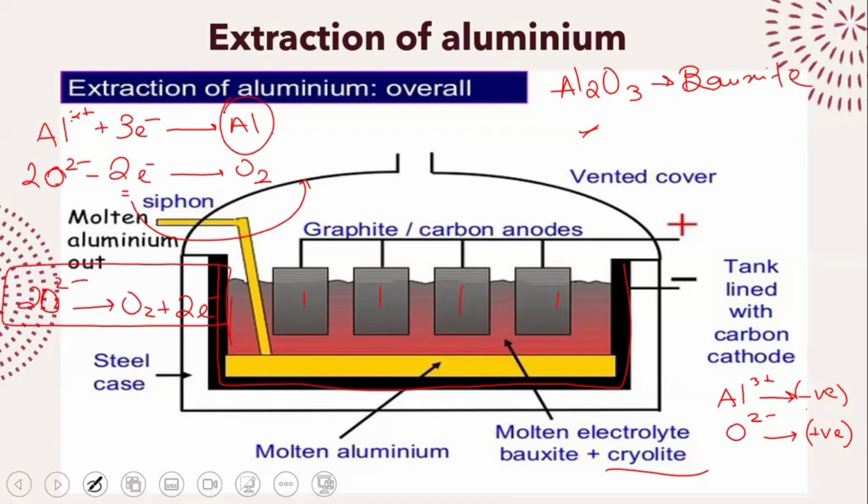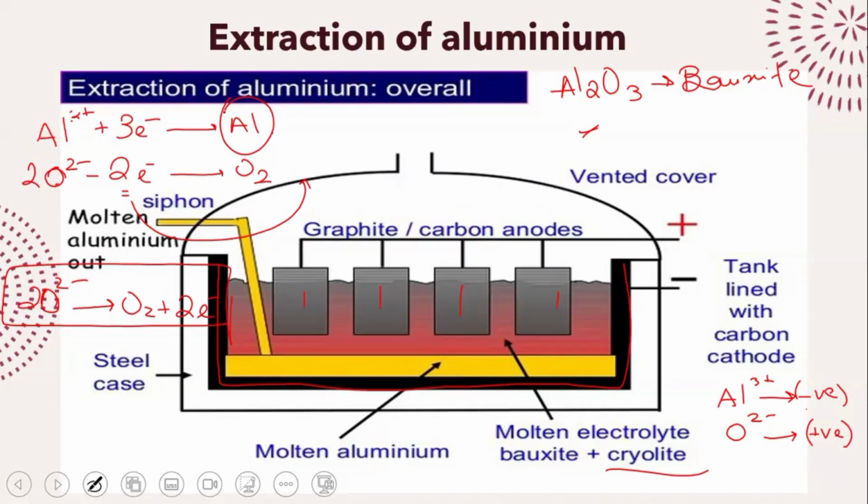At the negative electrode, at the cathode, all the aluminium metal is just going to collect, which we can easily remove. The oxygen gas is going to start to be produced at the anodes.